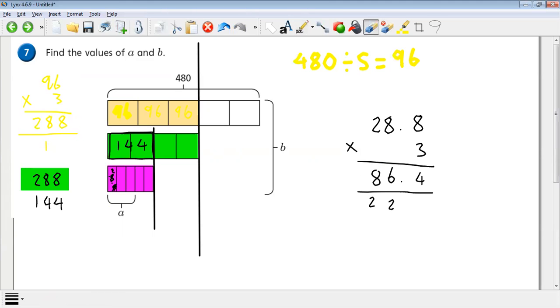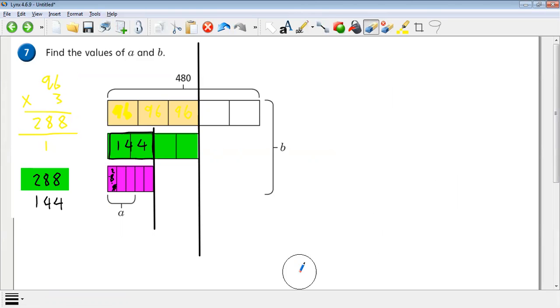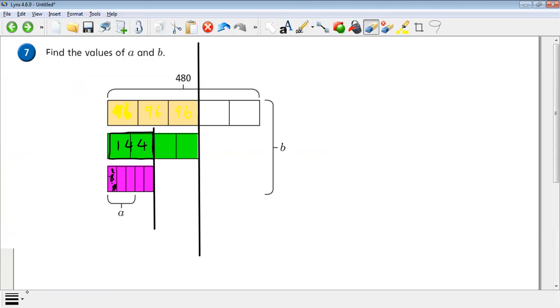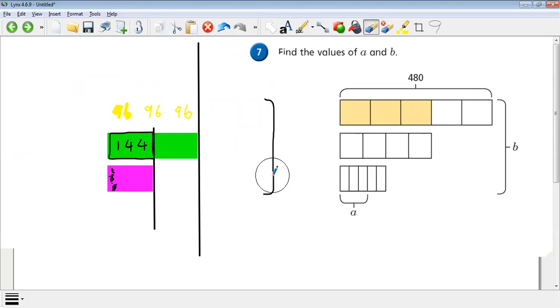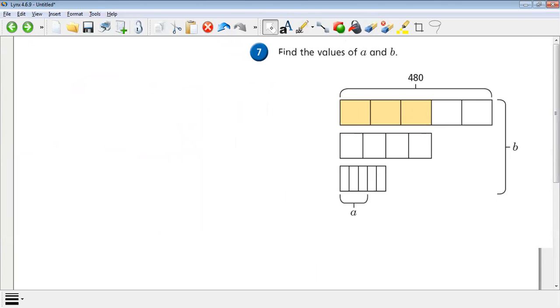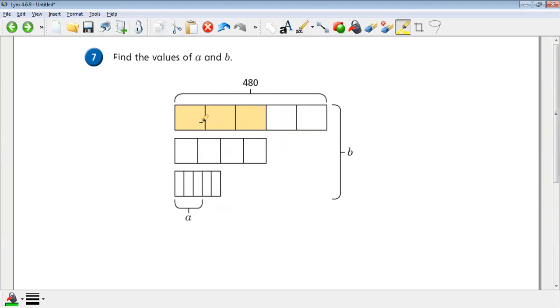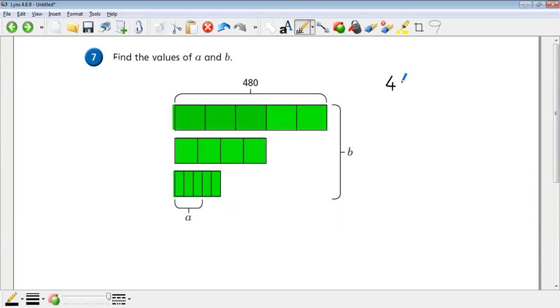Now, when we look at B, we need to figure out what that actually means on this diagram. So it is coming all the way from here, all the way to the bottom. So that is everything in that bar model. So if I take it out to the side, just get rid of that for now, and just show you that it actually wants all of this, and all of that. Okay, so we know this top bit is 480. We calculated this as 288, and all of this is half of that, 144.